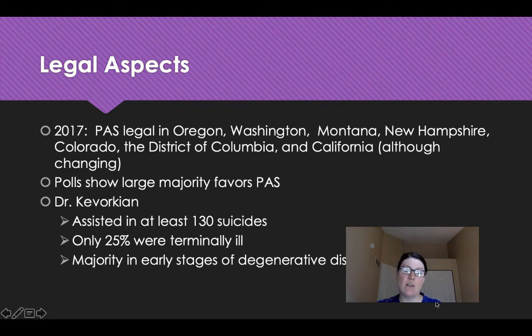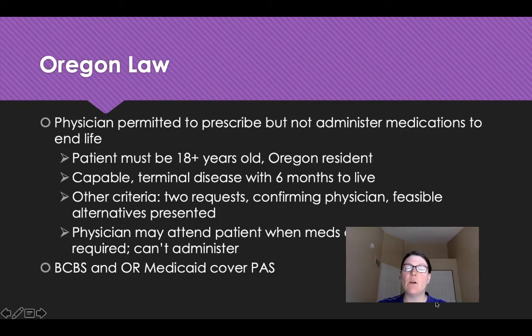You think about patients that have ALS or patients that have Alzheimer's. It can be a slow progression to not a great quality of life eventually. So the majority of the patients that he was involved with were in the early stages of those types of illnesses. So the Oregon law was one of the first, and it permitted physicians to prescribe but not administer medications, hence the physician-assisted suicide. Patients have to be 18 years old, and they have to be Oregon residents. So it's not like you can just flock to Oregon to have this done.